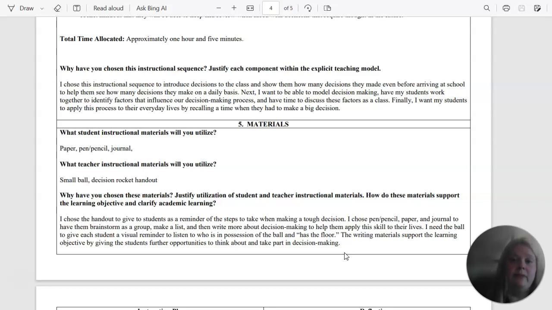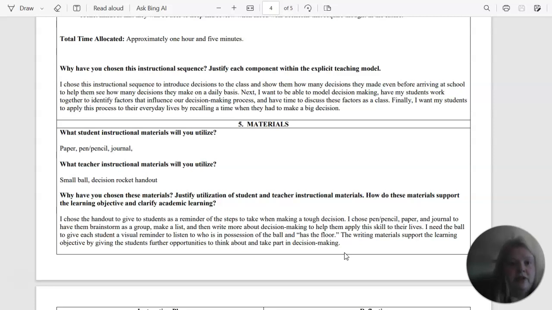Next, I want to be able to model decision making, have my students work together to identify factors that do influence our decision making processes, and then give them time to discuss these factors as a class. And then finally, I want them to apply the process to their everyday lives by recalling a time when they have had to make a big decision in their own lives.